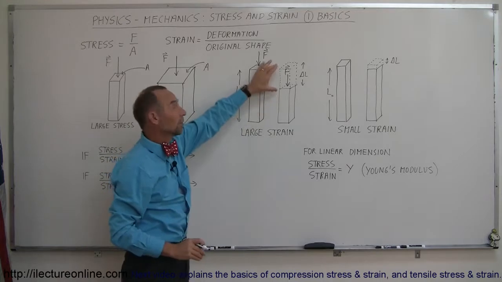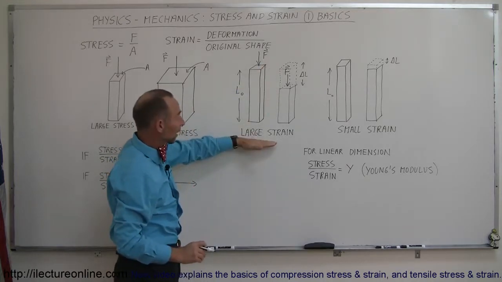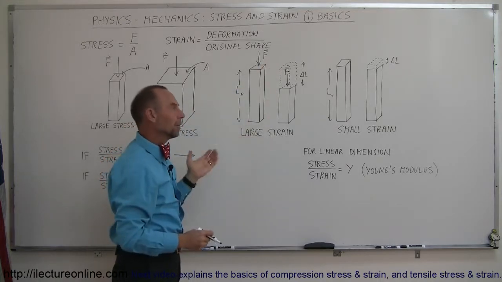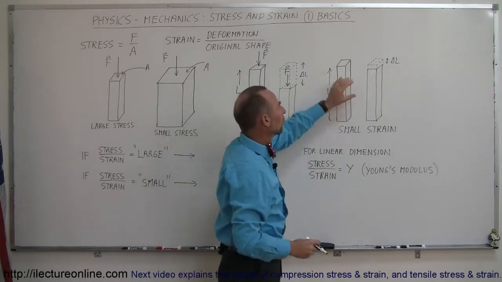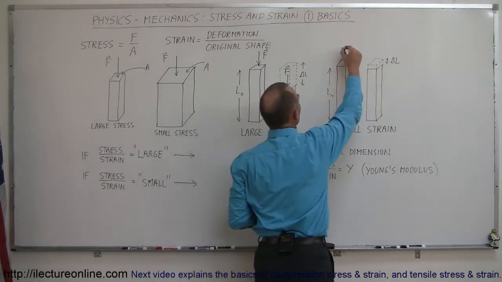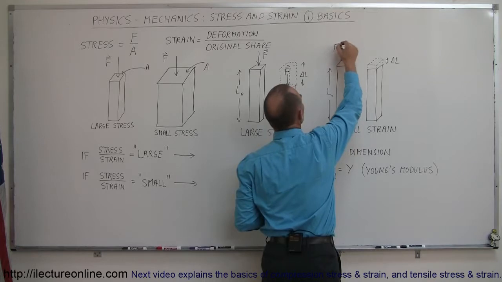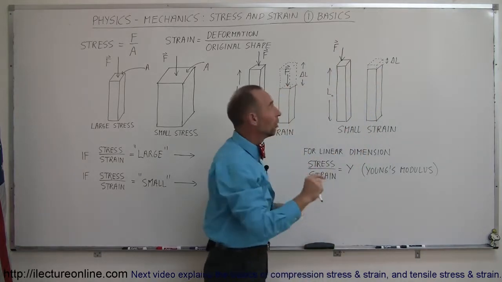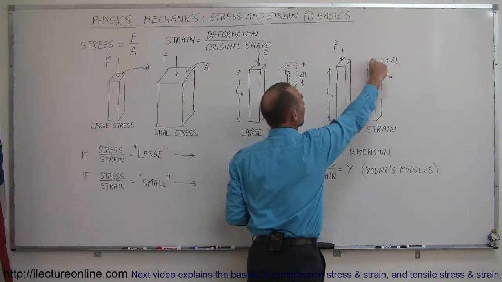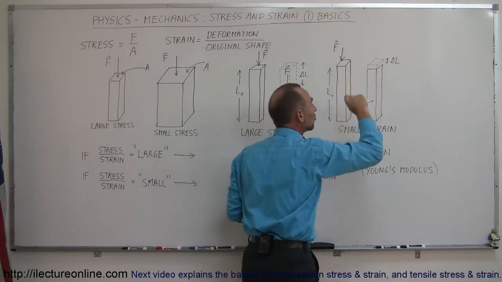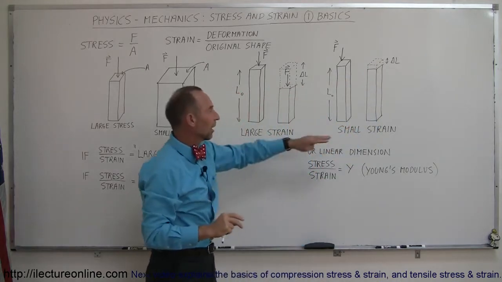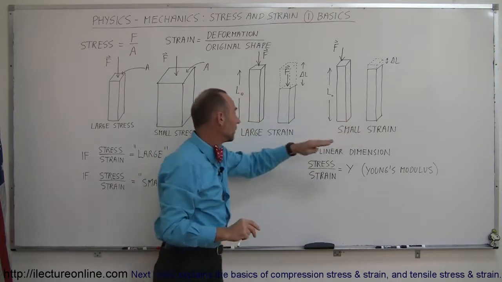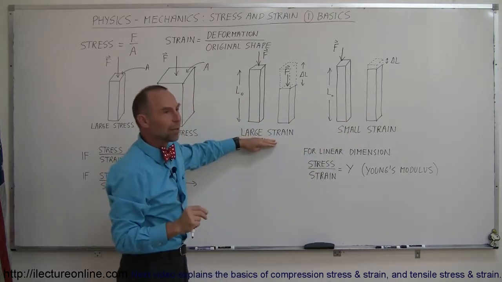In this case, if the deformation is large, we expect a large strain. In other cases, the beam may, under maybe the same amount of force, not experience the same amount of deformation. In this case, the deformation is relatively small, so the ratio of the deformation divided by the original length is much smaller, and so we can say that there's a small amount of strain on this beam and a large amount of strain on that beam.